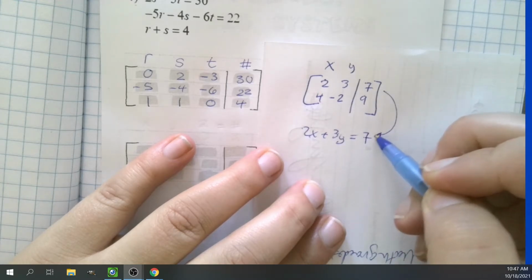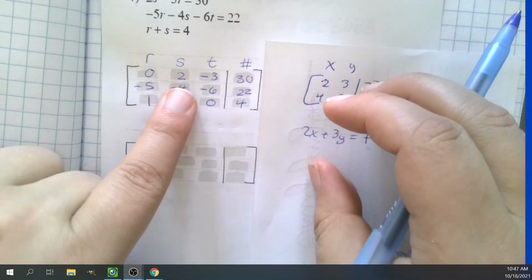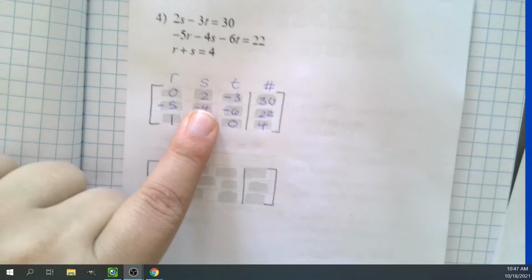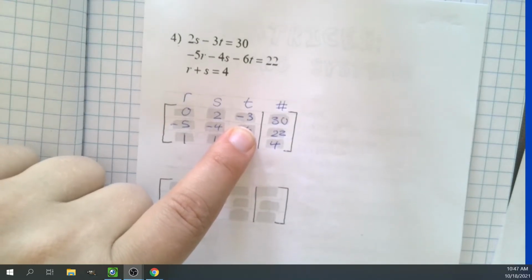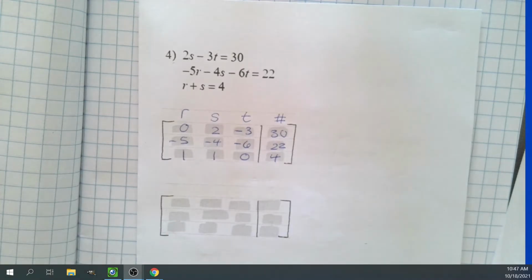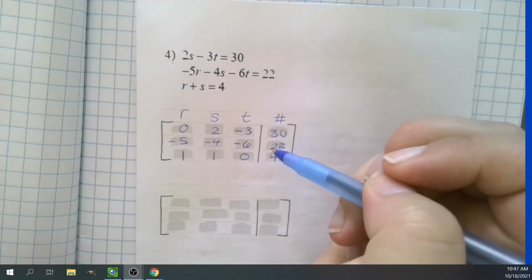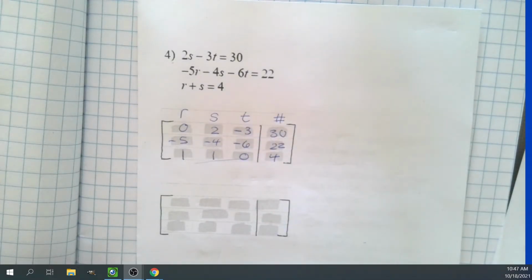So you're saying that is 2x plus 2s minus 3t equals 30? Exactly what I'm saying. Oh, just make it that. Yeah. If I gave you a matrix, could you go back and give me the right equations?